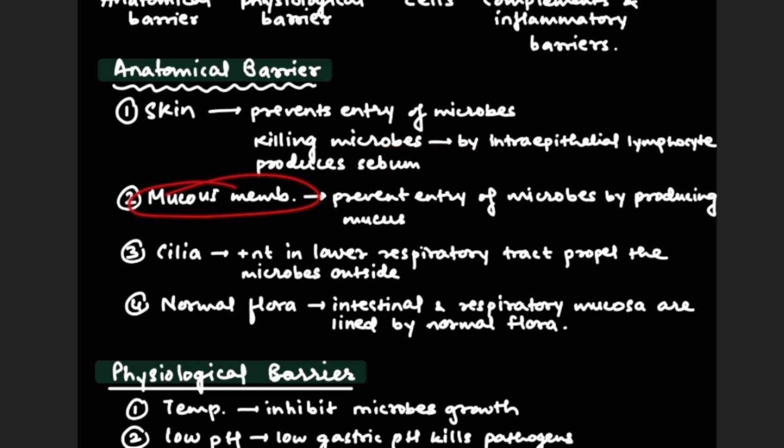The next is mucous membrane. It prevents entry of microbes by producing mucus. Then cilia. They are present in the lower respiratory tract and propel the microbes outside. And the last one is normal flora. It is present in the intestine as well as the respiratory tract.